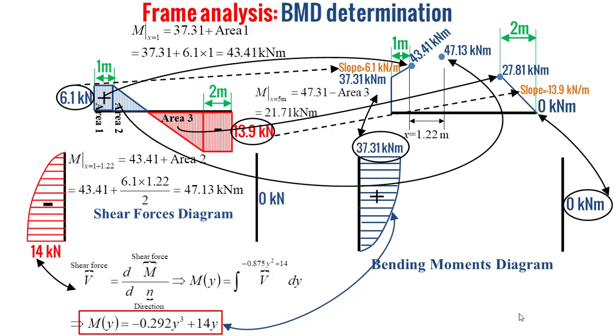which is equal to the distance equal to 2 meters from the right hand edge of the beam. This bending moment will be 27.81 kilonewton meter as 47.31 minus the area 3, because we are in the negative side of the shear force diagram. Finally, based on the fact that the bending moment is the integral of the shear force, we can determine the shape of the bending moment evolution in the intermediate portion of this beam.